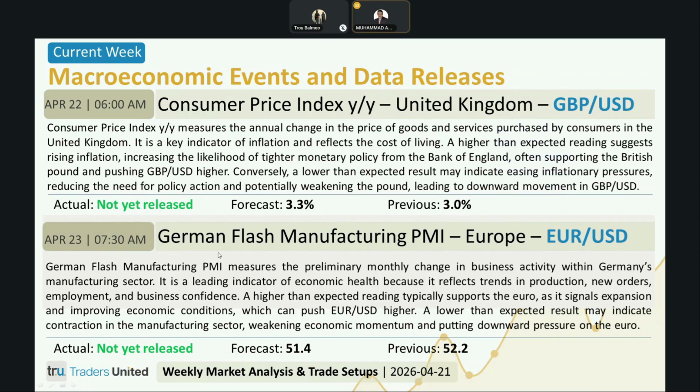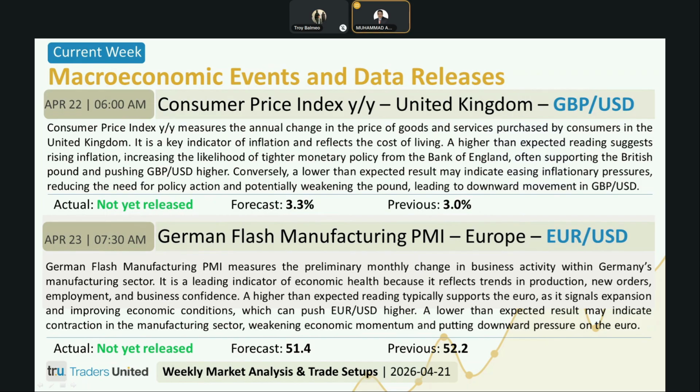Next one is the German flash manufacturing PMI in Europe. On April 23rd at 7:30 a.m. UTC time, we're going to get this financial news release. Now, what is the German flash manufacturing PMI in Europe? German flash manufacturing PMI shows the early monthly reading of activity in Germany's manufacturing sector. It reflects production, new orders, employment, and business confidence. It is a leading indicator of economic health.